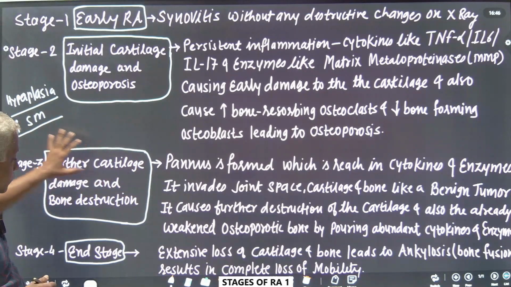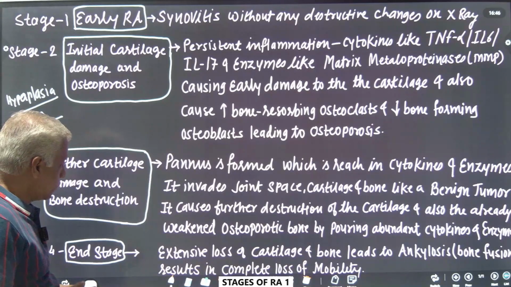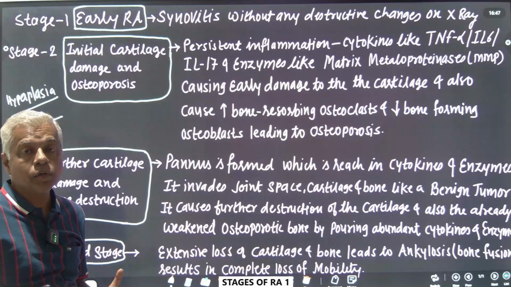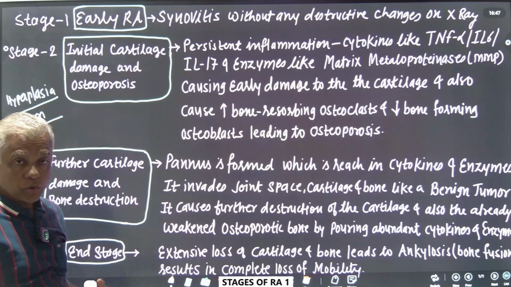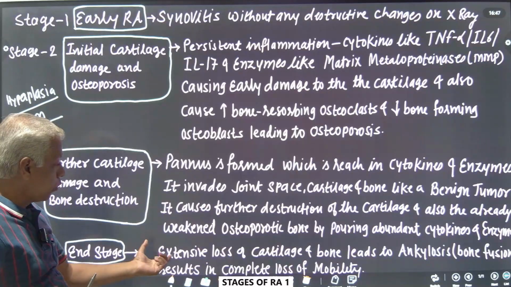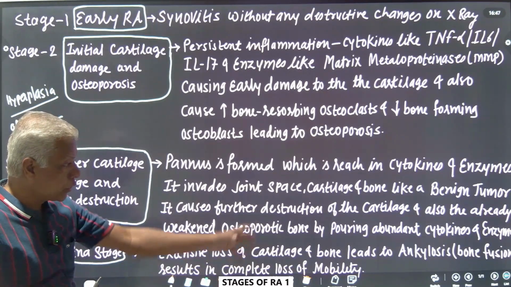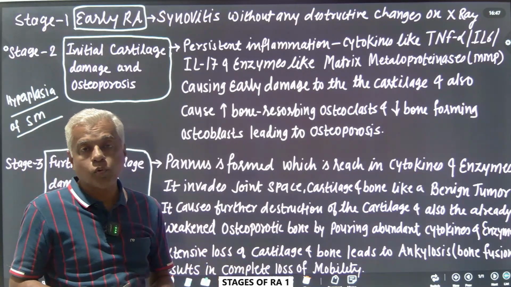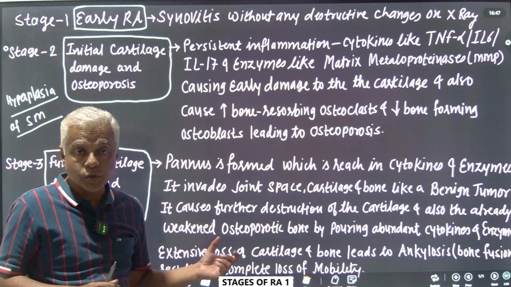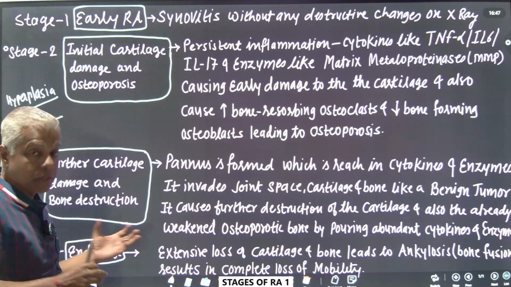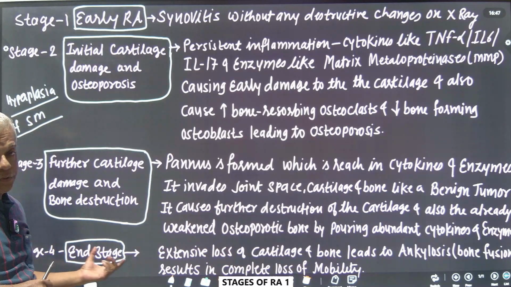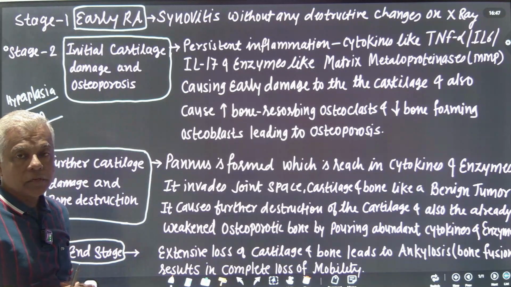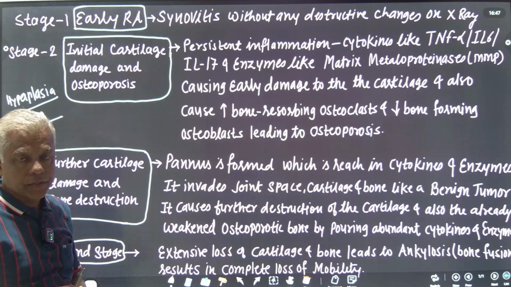Now, let us see stage number 4, that is an end stage. Extensive loss of the cartilage and the bone leads to ankylosis. So ankylosis is nothing but a fusion of the bone. The bones which have been involved in the joint are getting fused because of the extensive loss of the cartilage and the bone, and that we call ankylosis. And this ankylosis results in a complete loss of mobility of the joint. So there is a complete loss of mobility of that joint in stage number 4, or what we call the end stage. Okay. So this is how we can correlate the previous information with these various stages of rheumatoid arthritis.